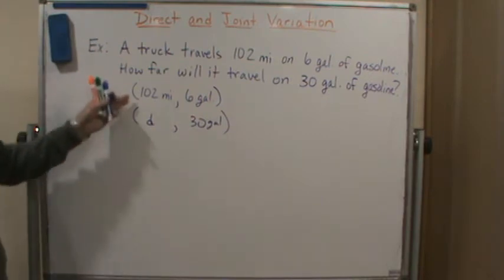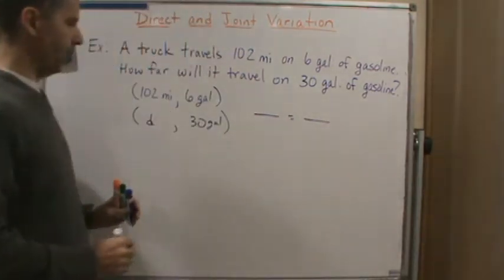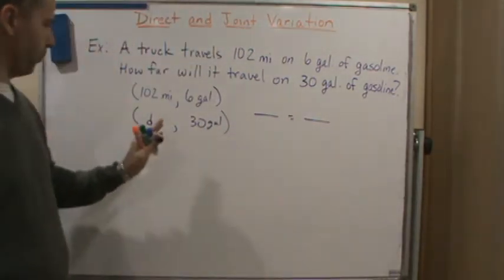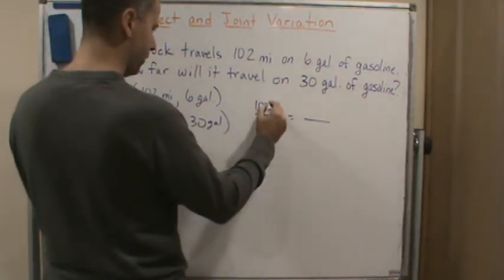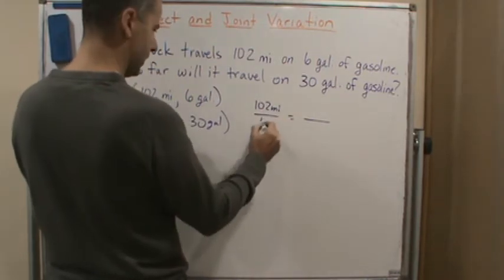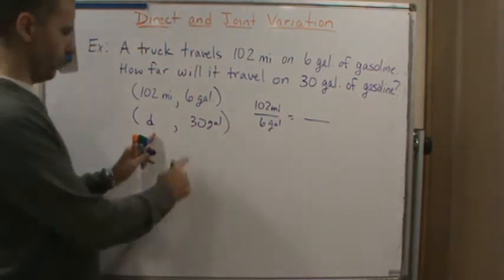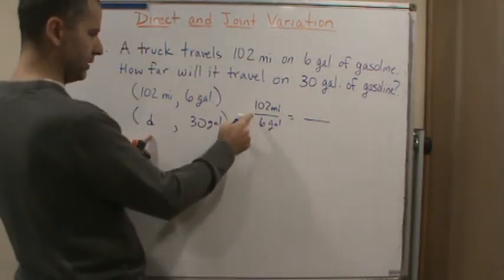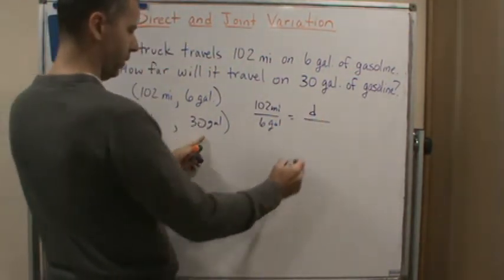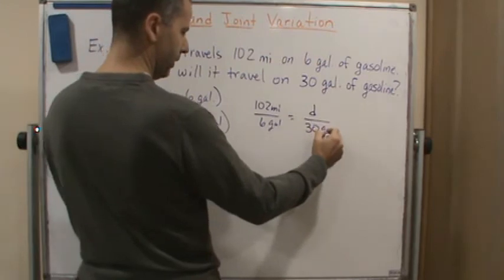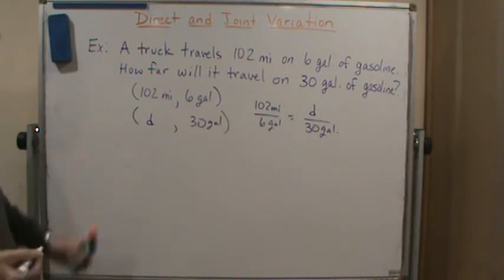Now I'm going to use these two points and set up my proportion like this. This is going to be one ratio, so I'm going to put 102 miles over 6 gallons. The other point is going to go in my other ratio. Again, make sure you put the same units on top and bottom. So this is going to be D miles over 30 gallons. Now I have my proportion set up, so now I can solve this.